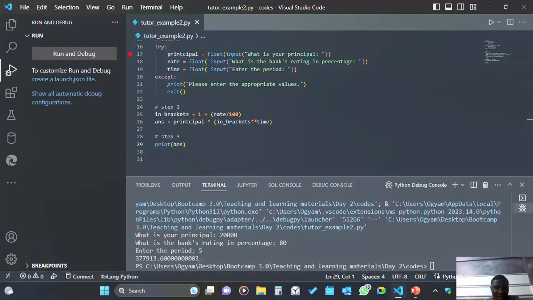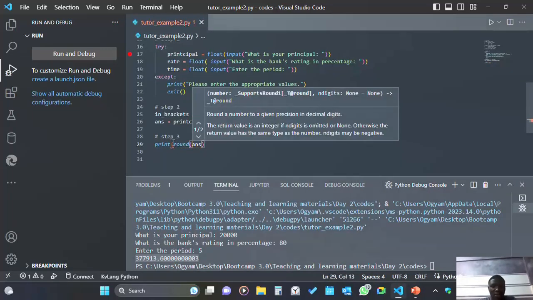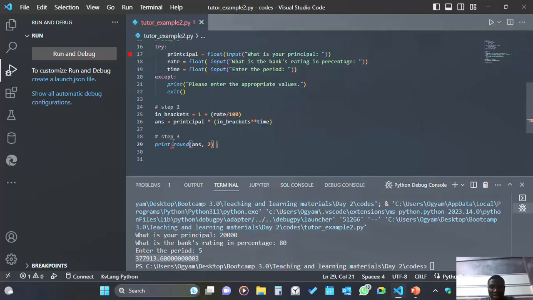Okay, but the final answer, we feel like it is too lengthy for us, and usually currencies come in 2 decimal places, so we can say round the answer to 2 decimal places. So as you can see, we'll round our answer to 2 decimal places and print it out.